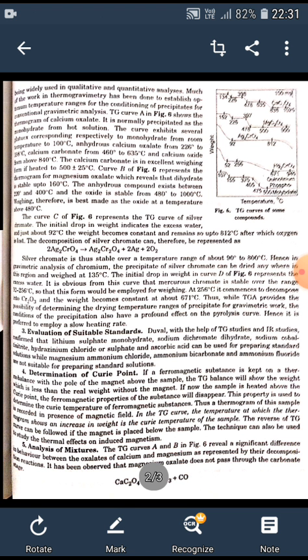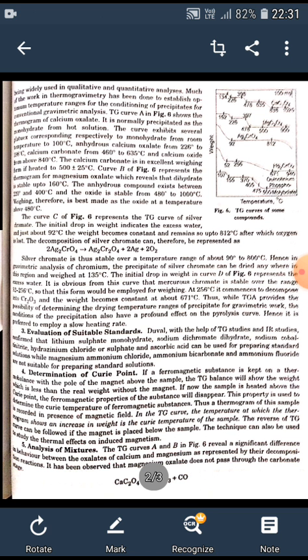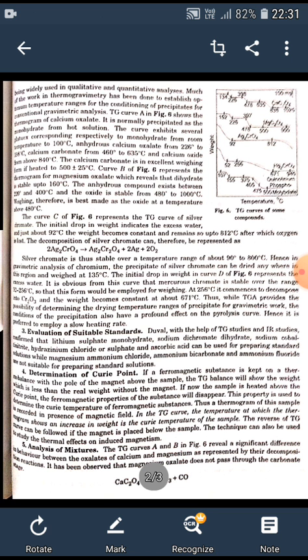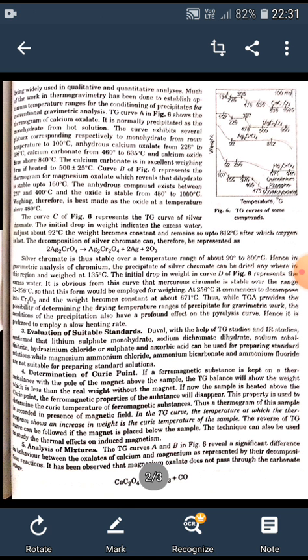Silver chromate is thus stable over a temperature range of about 90 degrees centigrade to 800 degrees centigrade. Hence, in gravimetric analysis of chromium, the precipitate of silver chromate can be dried anywhere in this region and weighed at a temperature of 135 degrees centigrade. The next application of thermogravimetric analysis is in the evaluation of suitable standards.